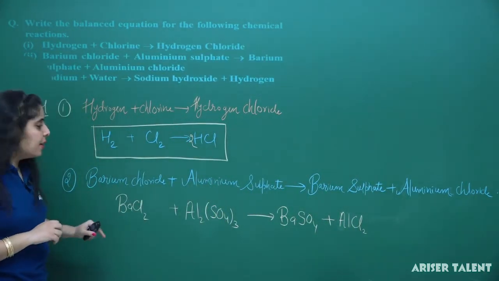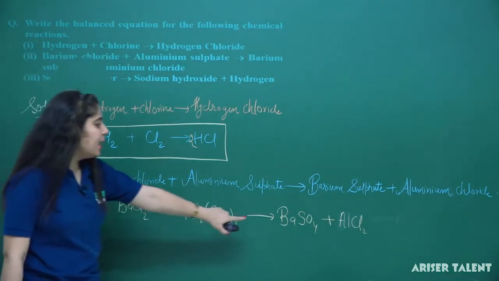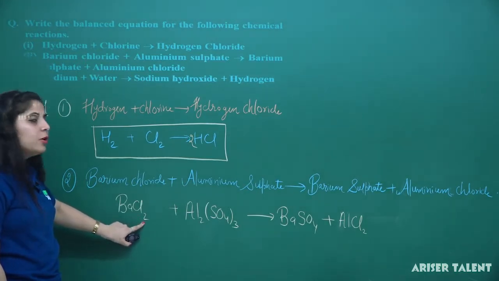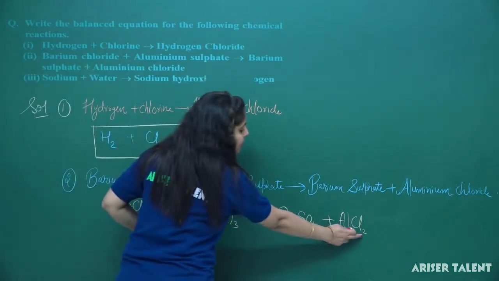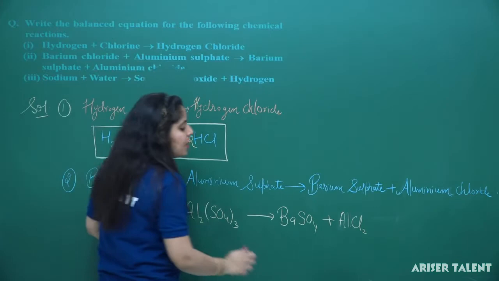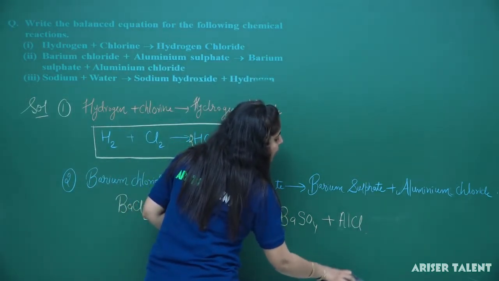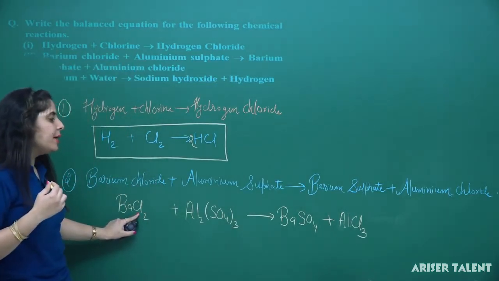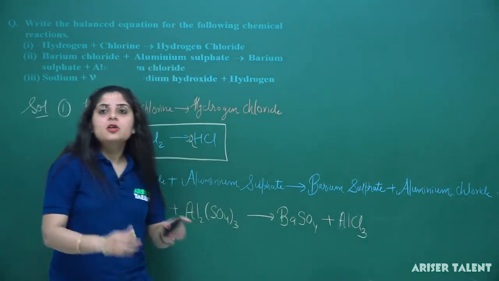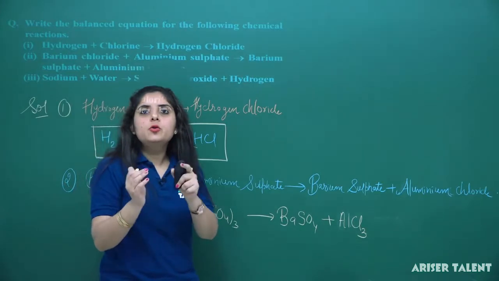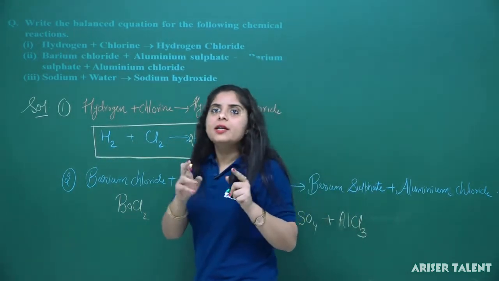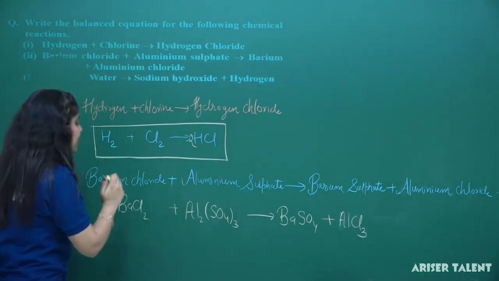What we have seen here: barium is 1, and again barium is 1 here. Now what about Cl2? Cl2 has 2 atoms here, but the formula for aluminum chloride is AlCl3. So here there are 2 atoms and here there are 3 atoms. For balancing 3 and 2, we will take the LCM of these. The LCM of 3 and 2 is 6. So we will balance the 6 atoms here.